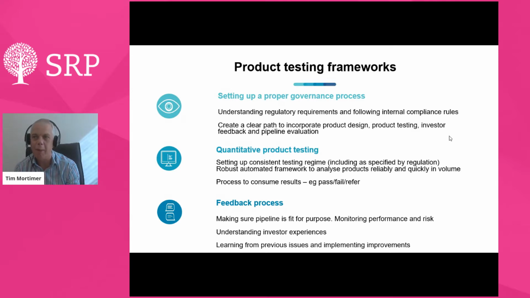So the first thing that you need to do, which is actually higher up than product testing, is setting up a proper governance process. This will apply to an issuer and distributor. So you need to understand the regulatory requirements and follow your own internal compliance rules as they apply to asset classes outside structured products. And you need to create a clear, well documented path, with different groups or committees given different responsibilities, to incorporate all aspects of product design, product testing, investor feedback, and also internally evaluating how your pipeline is working. So that's the first thing that needs to be done, and it needs to be put in place properly and maintained and updated perhaps on an annual basis.